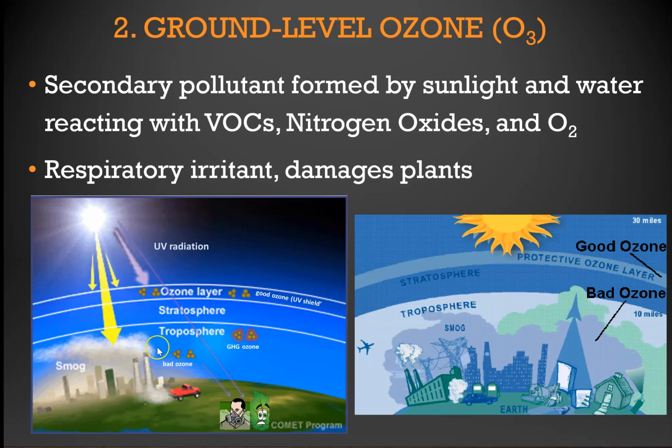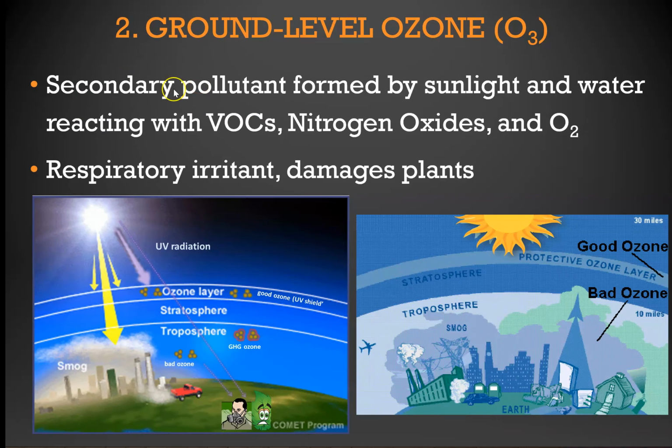The bad layer is the ground ozone, or the ozone that affects us because it's in the troposphere, it's in the air that we breathe, and so we'll focus on that type of ozone. Ozone is known as a secondary pollutant because it doesn't just exist after something pollutes the environment. Like a car doesn't just give off ozone. It's formed in a reaction.